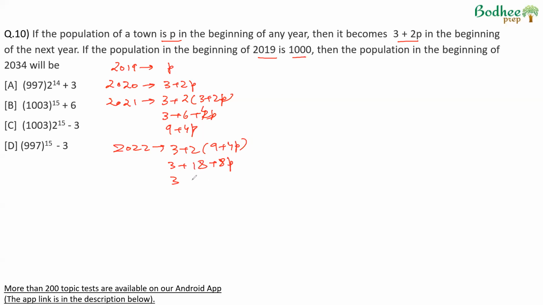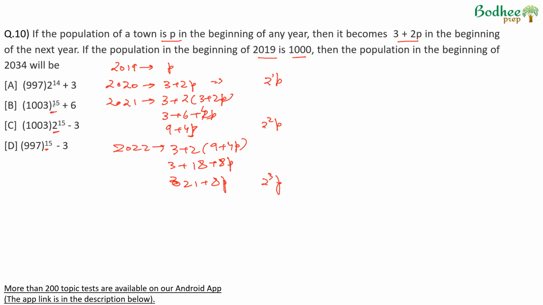18. So 21 plus 8p. Now clearly, if we look at the p term, here it is 2 raised to power 1 into p. Here it is 2 raised to power 2 into p. Here it is 2 raised to power 3 into p. 1 year later, 2 raised to power 1 into p. 2 years later, 2 raised to power 2 into p. 3 years later, 2 raised to power 3 into p. So the power of 2 will be 15 in the answer, hopefully.